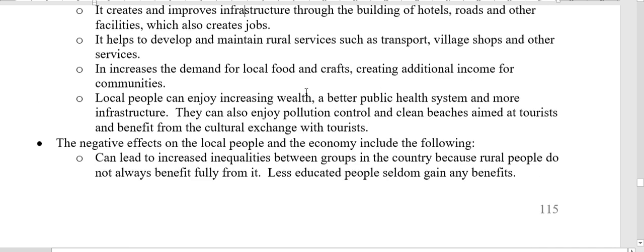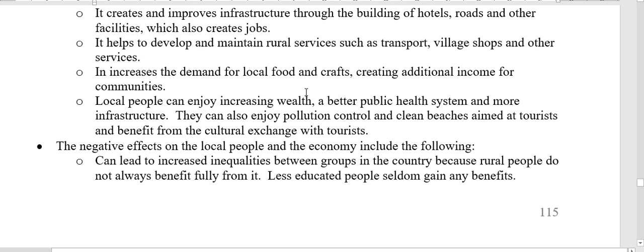Okay, it helps us to develop and maintain our rural areas. As I said, we develop our rural areas to bring the tourists there. It increases the demand for our local food, the arts and crafts, whatever. It creates job opportunities and income for local communities. And then our local people enjoy increasing wealth. They have a better public healthcare system, and the infrastructure that they have access to.